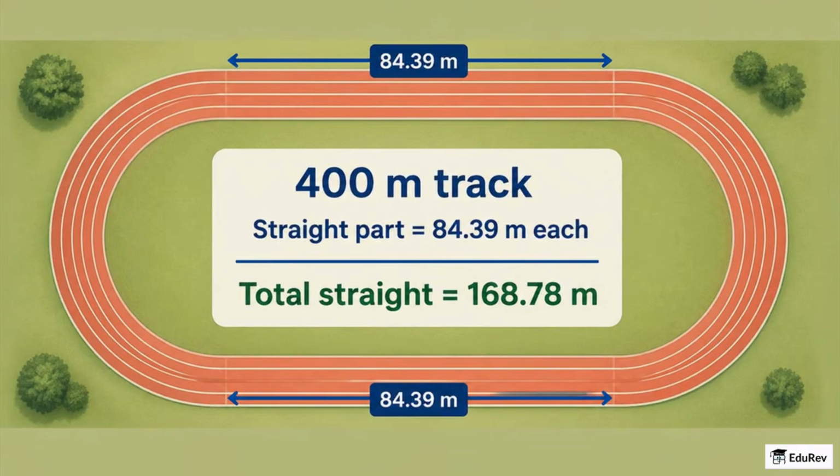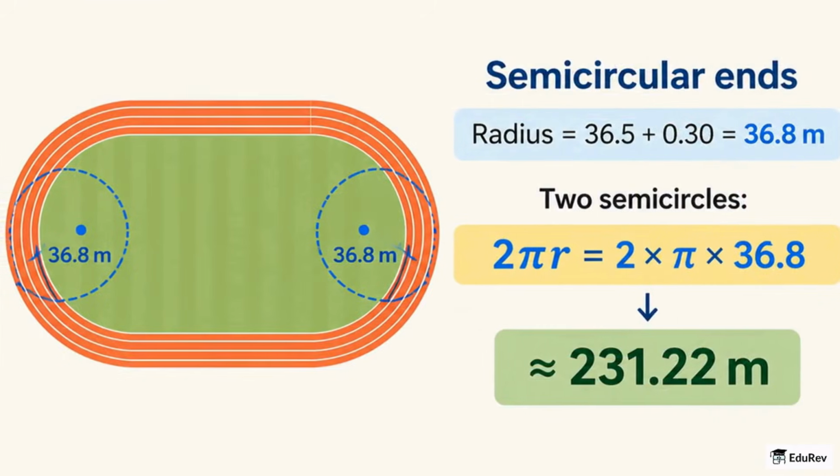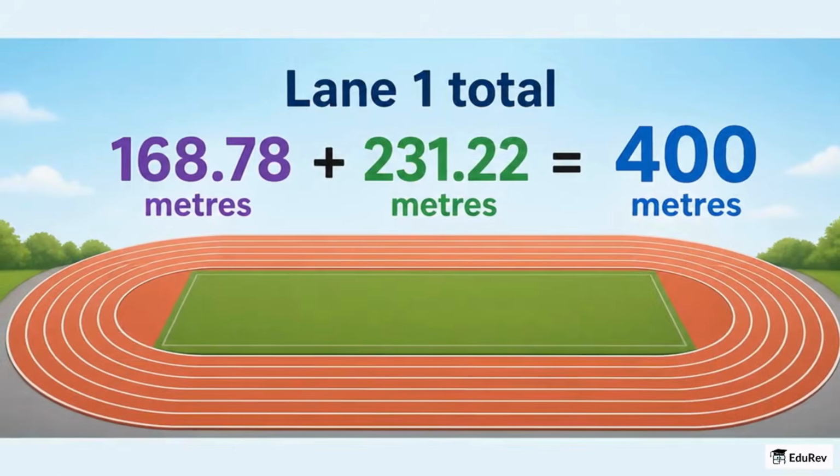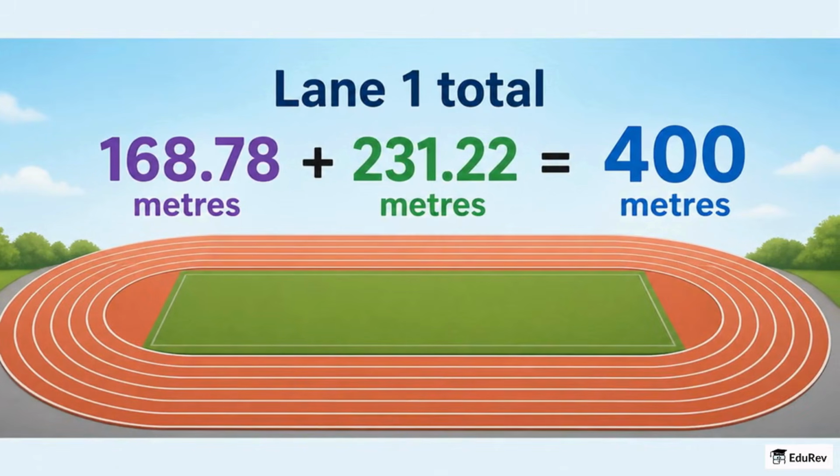A 400-meter track has two straight parts of 84.39 meters each, so straight total is 168.78 meters. The semicircular ends use radius 36.5 plus 0.30, which is 36.8 meters. So two semicircles give 2π times 36.8, which is about 231.22 meters. Adding gives lane 1 total 168.78 plus 231.22 equal to 400 meters.